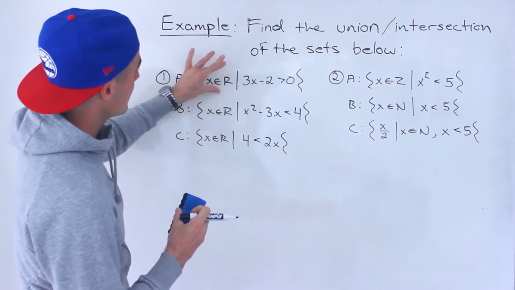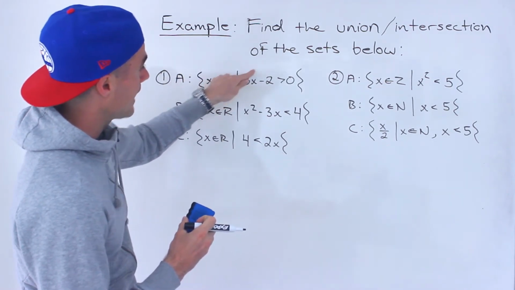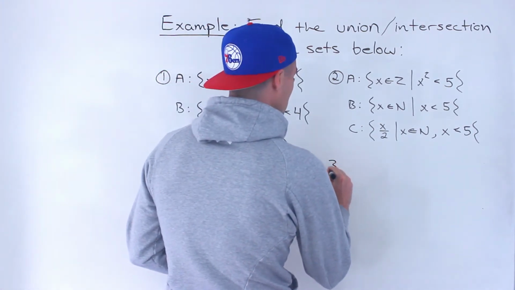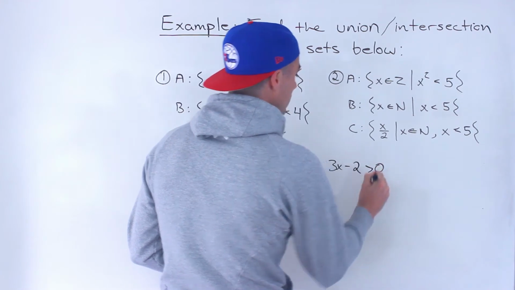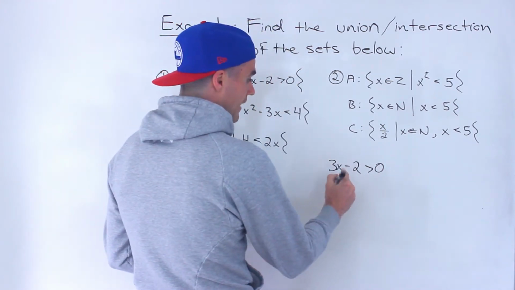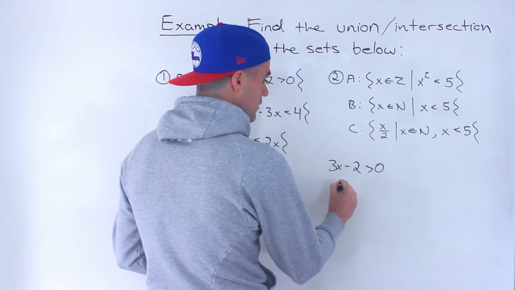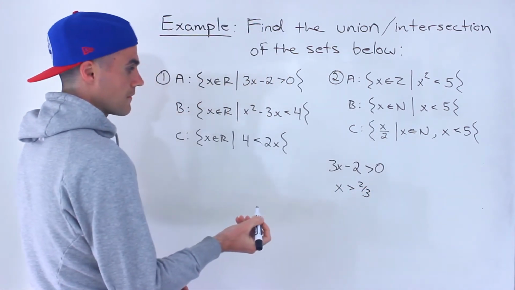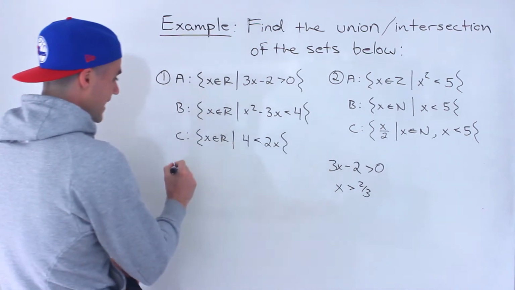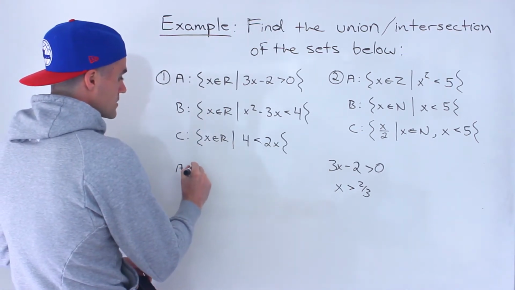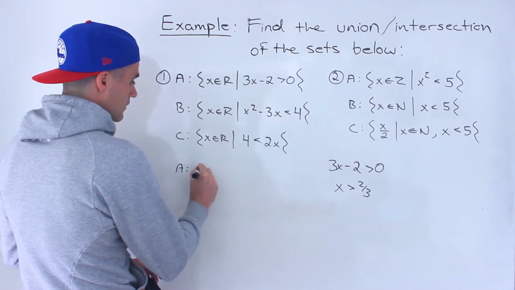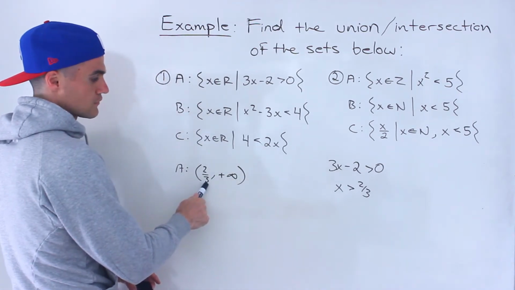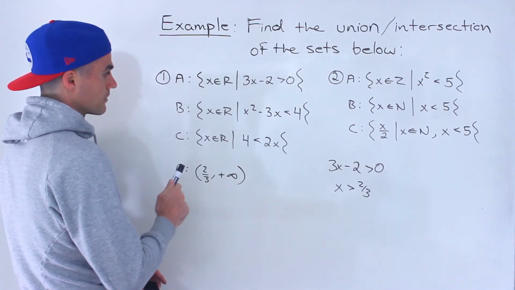For set A, x is a real number, but it has to satisfy the inequality: 3x minus 2 has to be greater than 0. If we bring the negative 2 over and divide both sides by 3, x has to be greater than 2 over 3. So set A can be rewritten as 2 over 3 to positive infinity, not inclusive of 2 over 3, so there's a round bracket there.